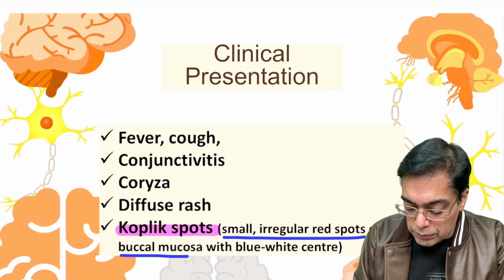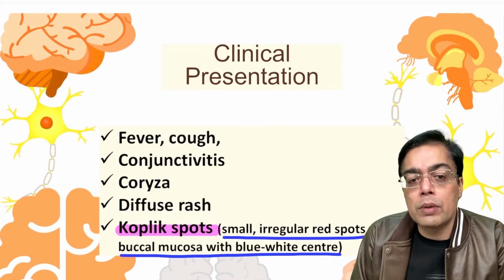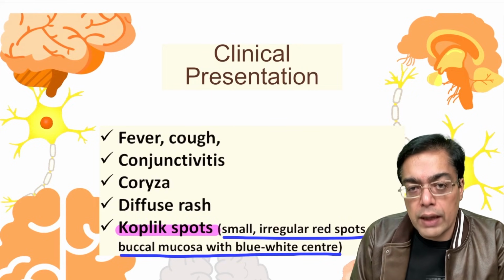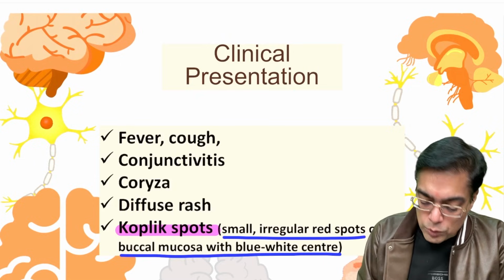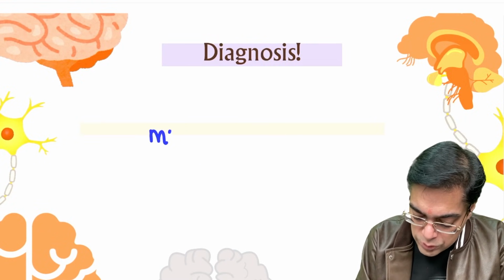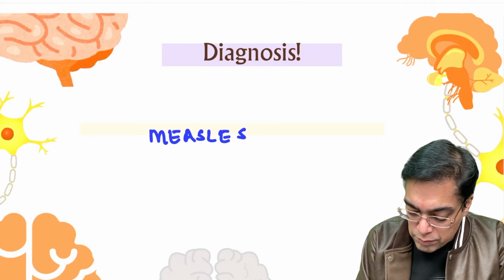The moment we are talking about Koplik spots, they are going to be located opposite the second molar tooth. So apart from the cough, coryza, conjunctivitis and the rash, this is what you need to be keeping an eye on. And if I'm talking about the presence of Koplik spots, of course, the first thing that would come to your mind is that the patient is suffering from a condition that is given the name of measles.